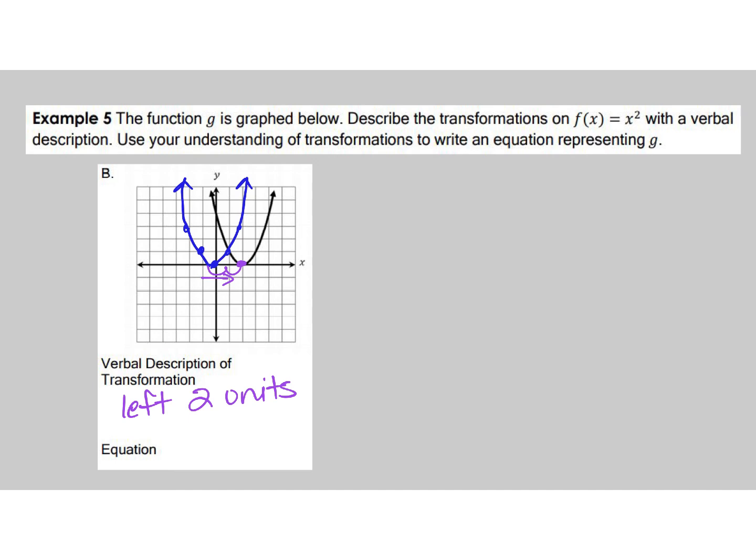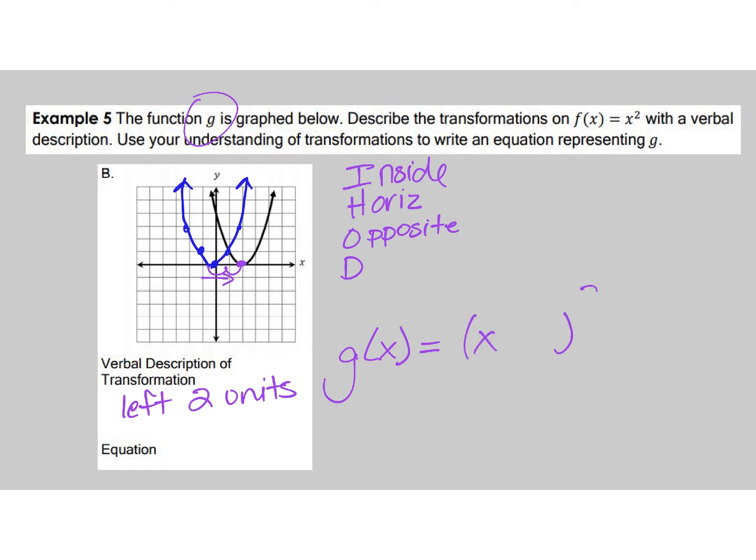So for our equation, and again, this is saying g of x, so we have g of x equals. Now, because we know that it is left and right, this is the IHOD, because it's horizontal, so it's inside, and it's opposite of what you think. So the way we're going to work this is, first of all, we're going to have x and something squared. It's opposite of what you think. You're moving to the left, so you would think that this would be a -2, but it's not. It's a +2. So we're going to do x plus 2 squared. So this would be our horizontal transformation.